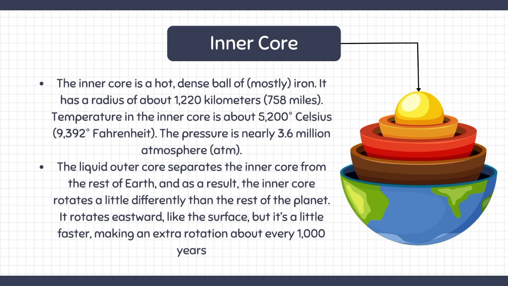The liquid outer core separates the inner core from the rest of the Earth, and as a result, the inner core rotates a little differently than the rest of the planet. It rotates eastward, like the surface, but it's a little faster, making an extra rotation about every 1,000 years.